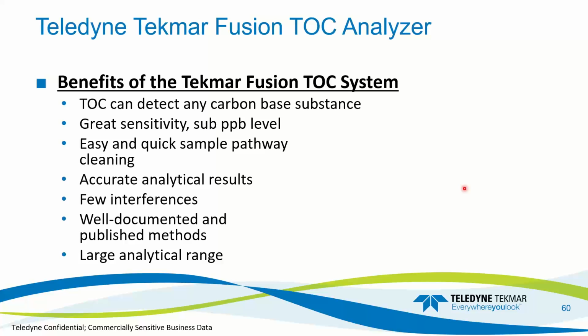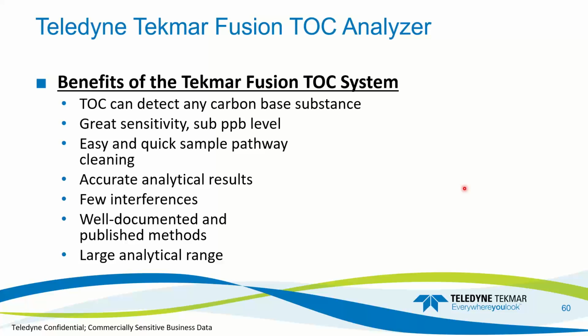Easy and quick sample pathway cleaning. With the Fusion, all the glassware is removable. So if it needs to be cleaned, it can be easily cleaned in nitric. And the system also does system rinses and different things like that. So it's easy to set those up and clean out the pathway. Accurate analytical results in great and fast time. We all want great results, but we also want them done in a timely manner.